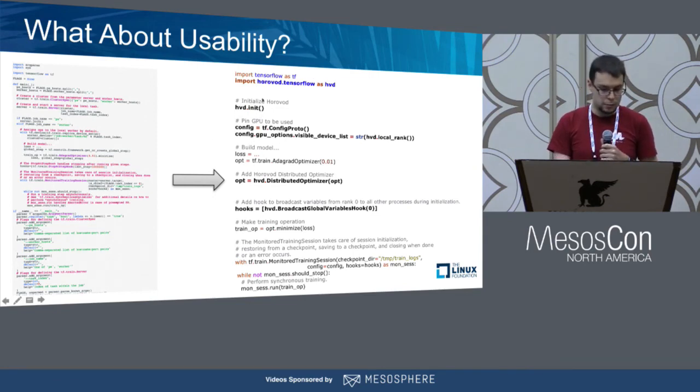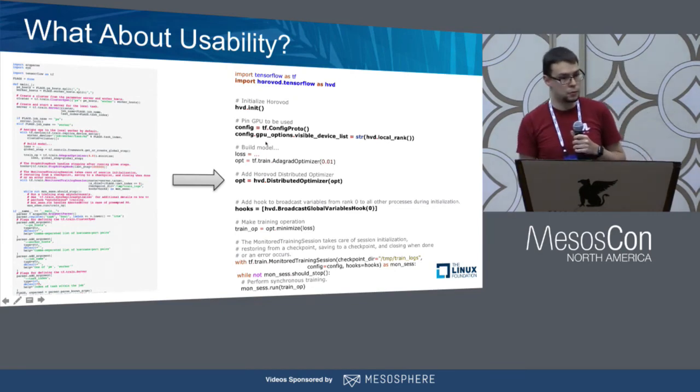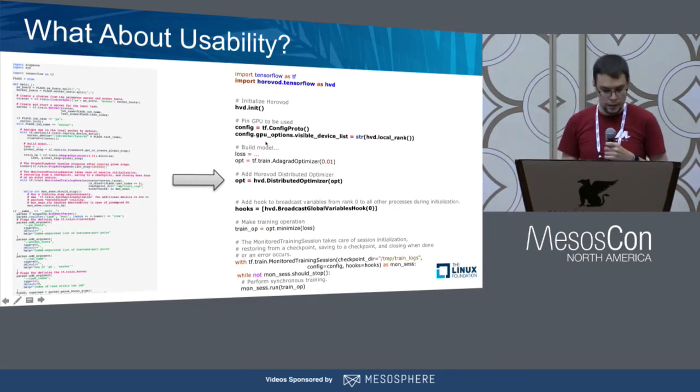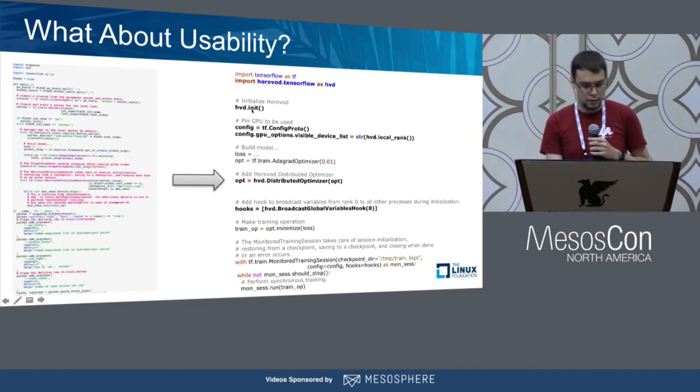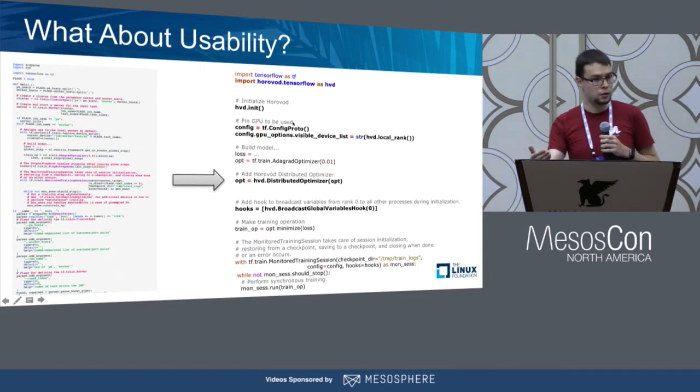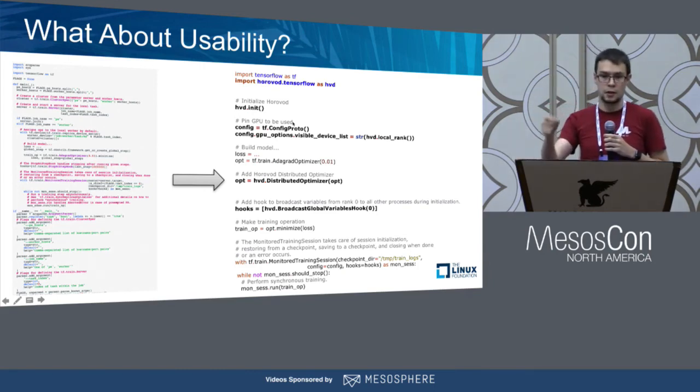And basically, the highlighted bold parts are the things that you need to add to make your single GPU program distributed. There are basically four major components. One of them, you need to initialize it. Another is you need to tell it which GPU is going to be used, which is going to be the same as the local rank number in your container.